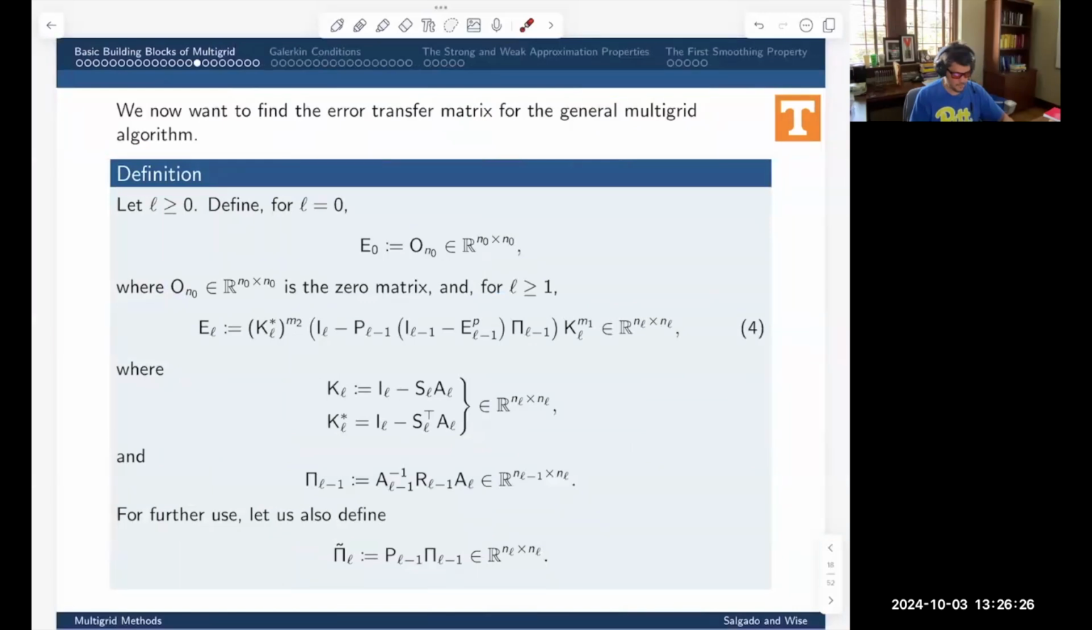All right, now we want to find, if possible, what is the error transfer matrix for the general multigrid algorithm. And this is kind of a complicated process. And the way I'm going to do it is I'm going to define what the answer is first. I'm going to give a complete recursive definition of what the answer is, and then we're going to prove that this is the answer. This is the algorithm, or this is the matrix.